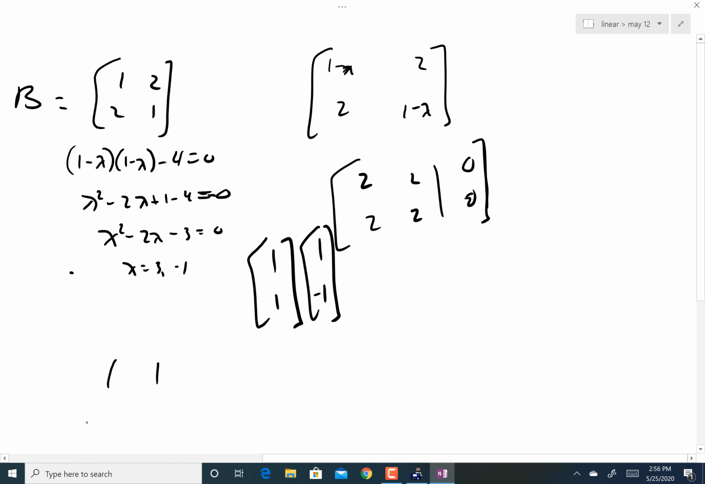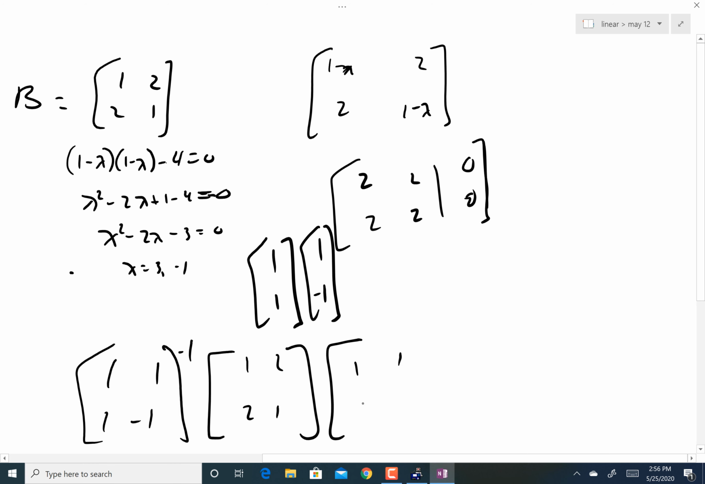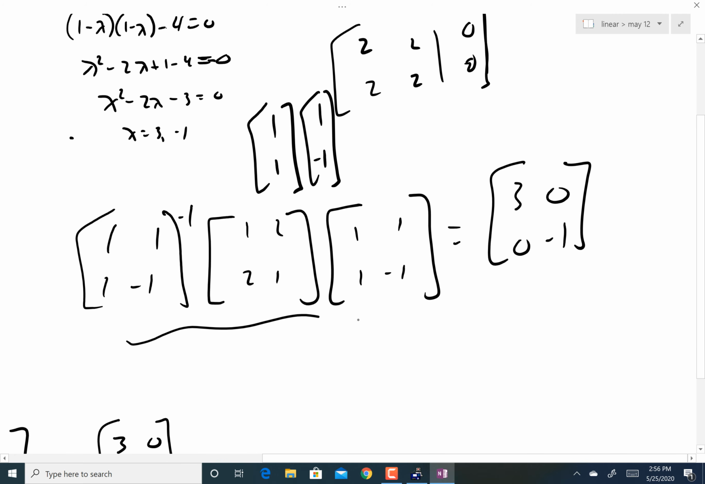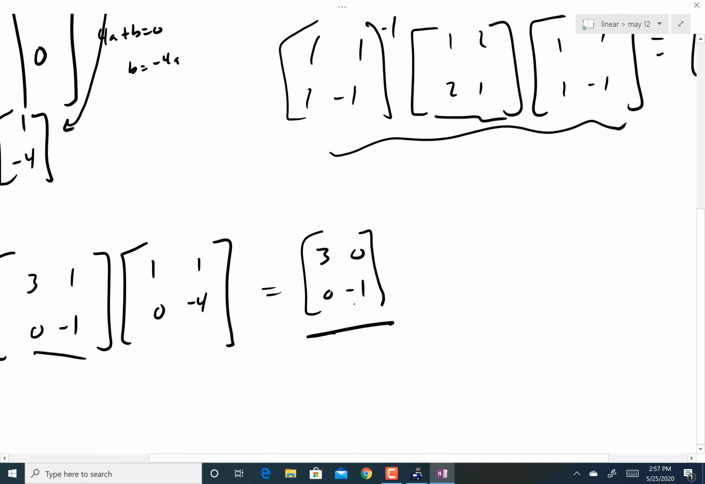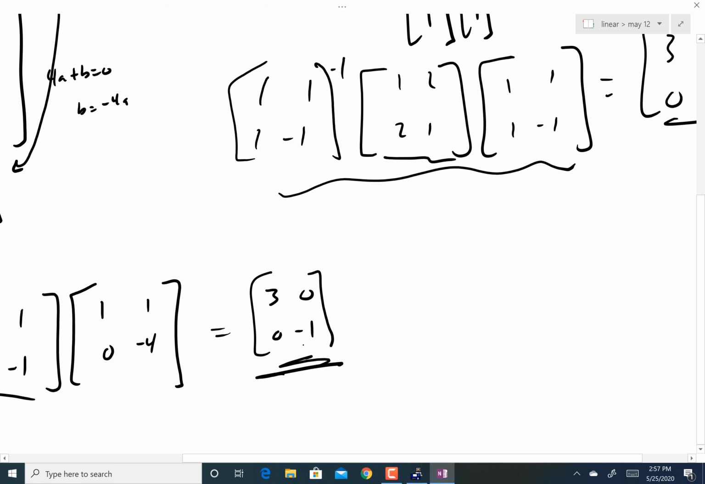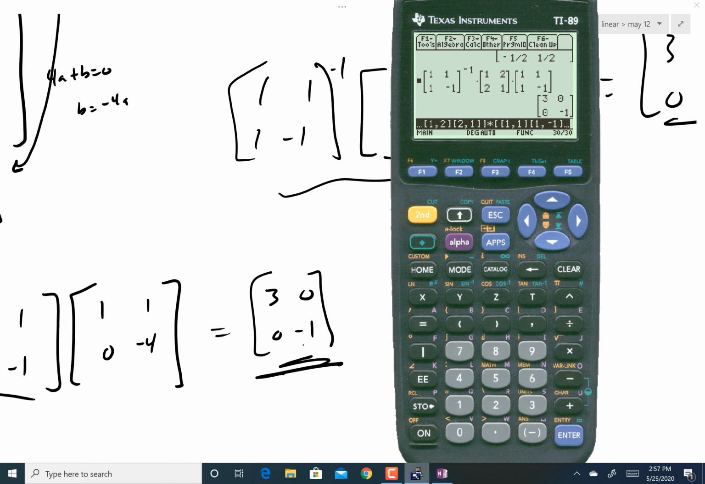So, 1, 1, 1, negative 1, to the negative 1 times 1, 2, 2, 1 times 1, negative 1 is equal to 3, 0, 0, negative 1. And since this is true, we say that this is similar to that. And we say that this is similar to that. And so because they're both similar to this, they're similar to one another. And that is for problem number 36. Okay, so that's the game. It's pretty straightforward. Not a very difficult problem to do, I don't think.